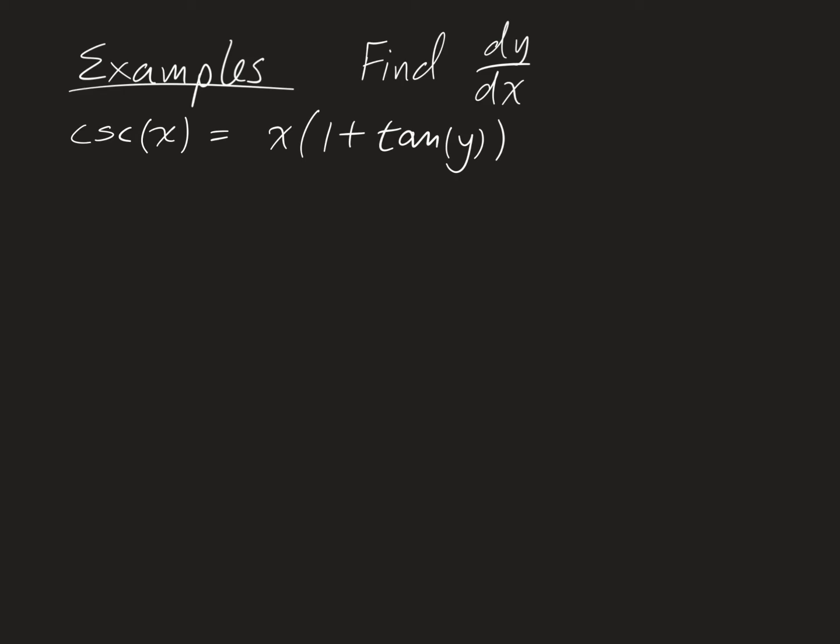All right, next example. We've got some trigonometry in this one. Let's go. So we're just trying to find the derivative. This is not solved for y, so I'm going to just not try to solve this one for y at all and use implicit differentiation. So I will start on the left side. The derivative of cosecant of x is in fact negative cosecant x cotangent x.